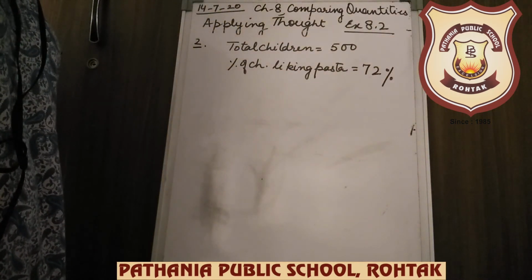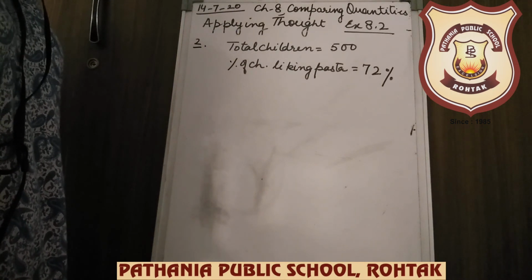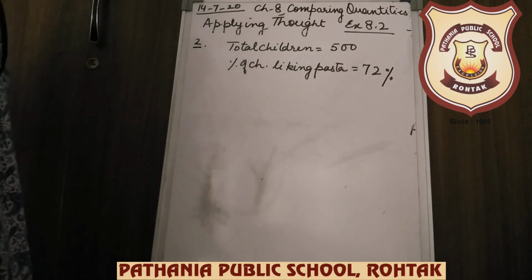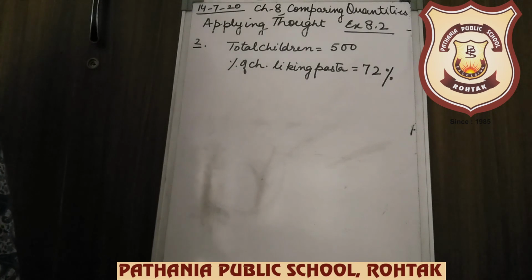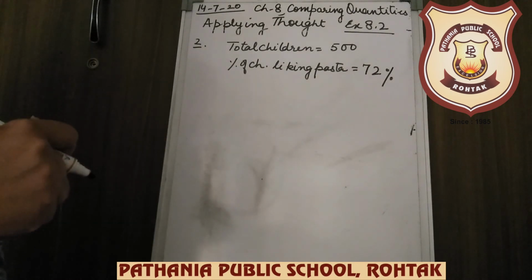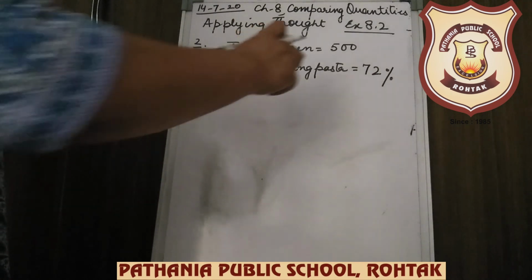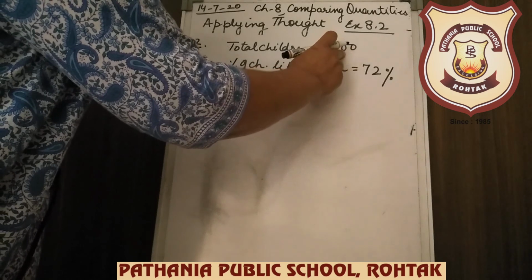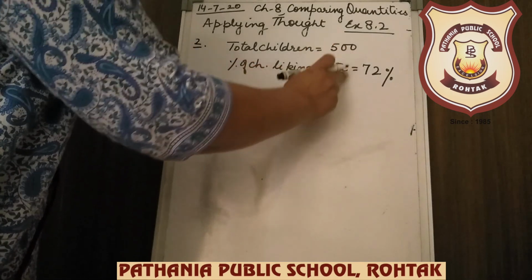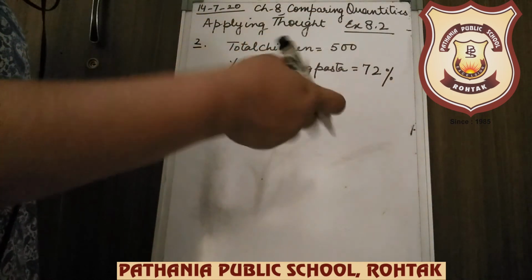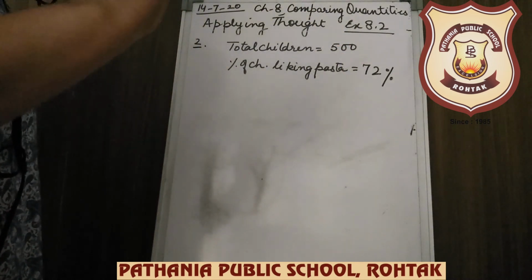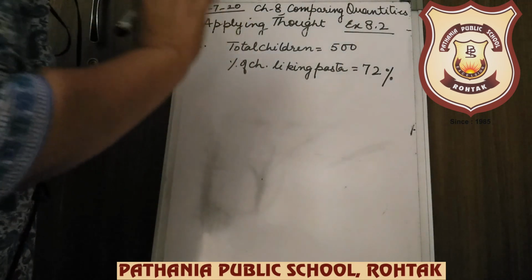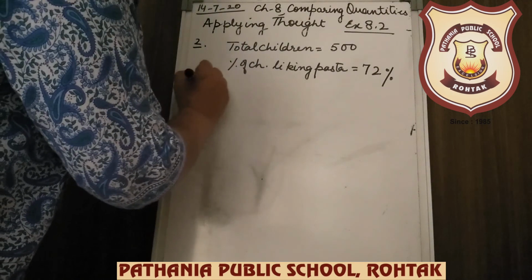Now find out the number of children who do not like pasta. Now you have to find the number of children. Now here one thing you can do, first find out 72% of 500, which will give you the number of children who like pasta. So I will show you both the methods.